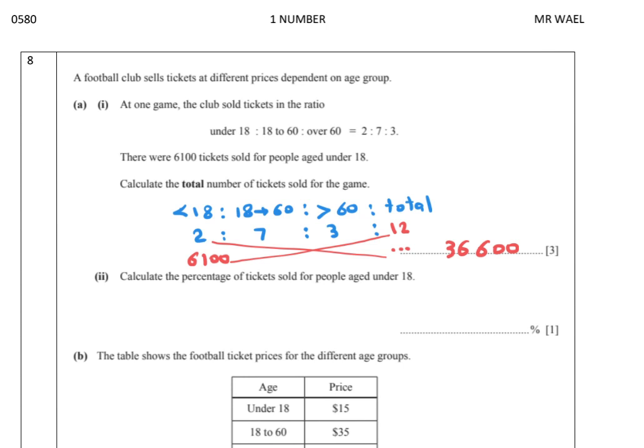Double I, calculate the percentage of tickets sold for people aged under 18. So we can use the ratio or the real numbers. So under 18, 6,100 divided by the total times 100. 6,100 divided by 36,600, then multiply by 100 to find the percentage. 16.7% to 3 significant figure.